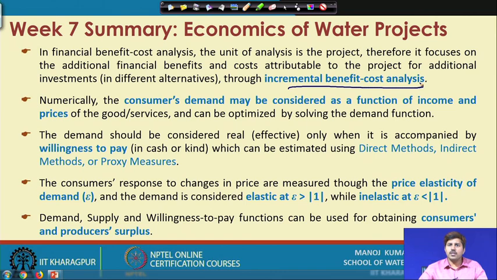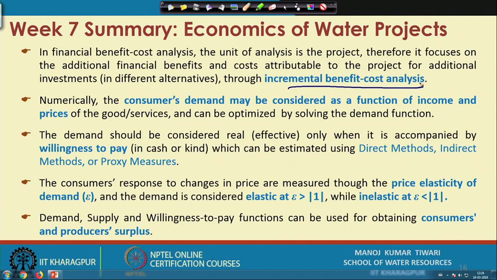The consumer surplus means my willingness to pay is higher and I am getting the commodity or service at a lower price. That is called consumer surplus. And producer surplus is the benefit the producer is getting, whatsoever is the price he is getting over whatsoever is the producer's cost. So, the difference is actually producer surplus. All of this can be determined using the standard curves as discussed in week 7.